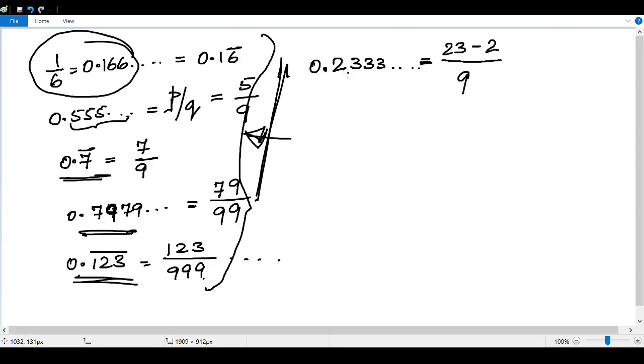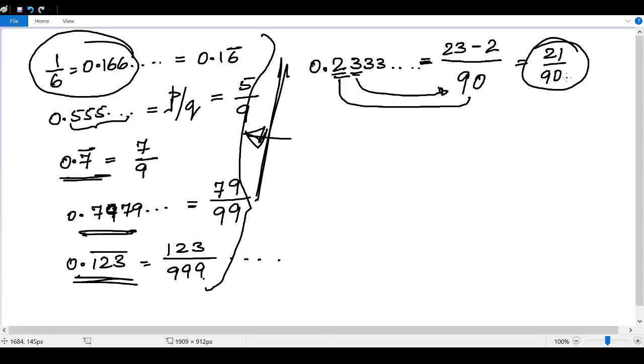So there is only one digit repeating, and thus one 9, and because there is one digit which is fixed, thus comes one 0. So you will have 21 upon 90 as a value, which obviously you can simplify and get it as 7 by 30. So you will have 0.2333 and so on.